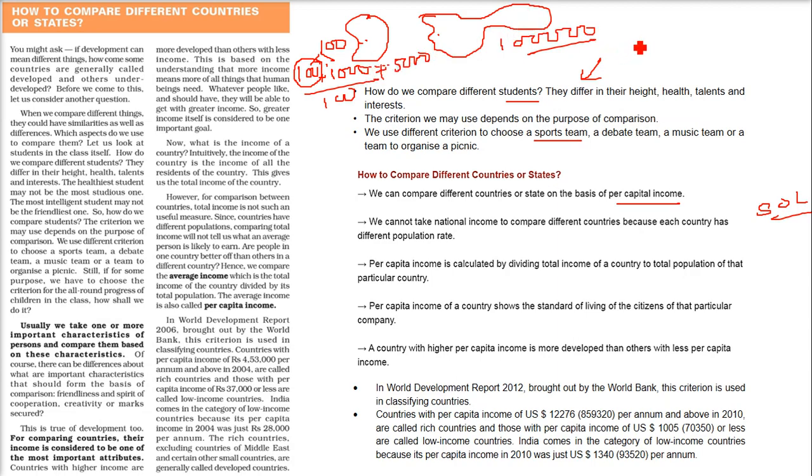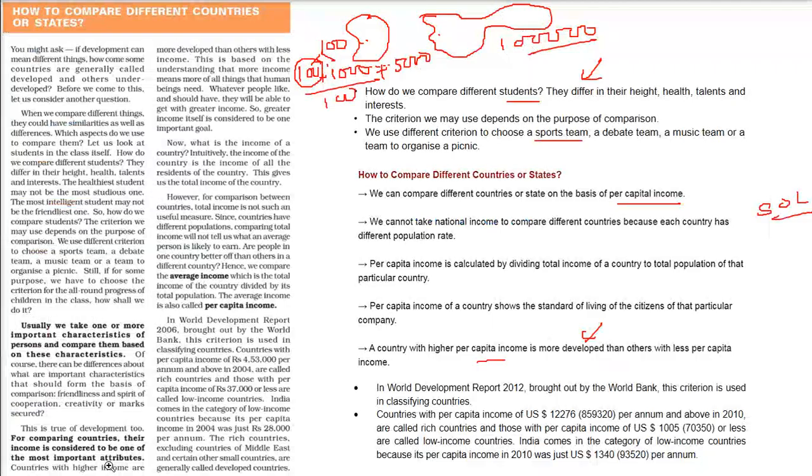If we have a country with less or more people, we don't go into that, but if the per capita income is very less, we say the standard of living is not good. So a country with a higher per capita income is considered to be more developed, the standard of living of people is high and they are doing well with the economy also.